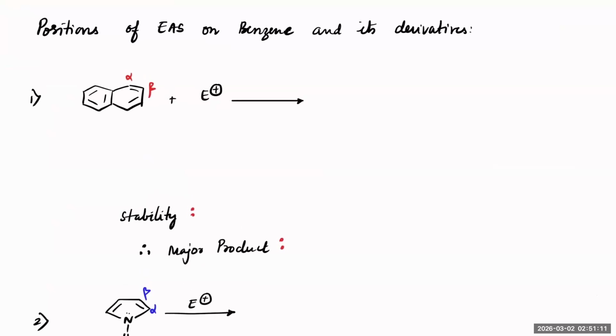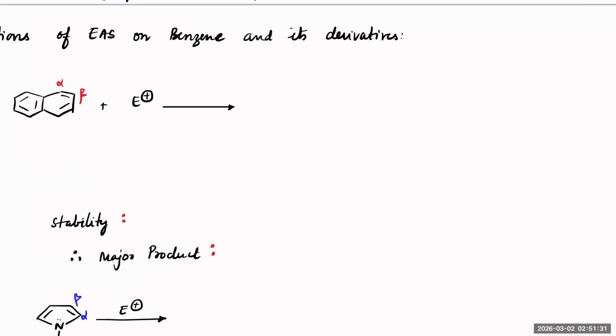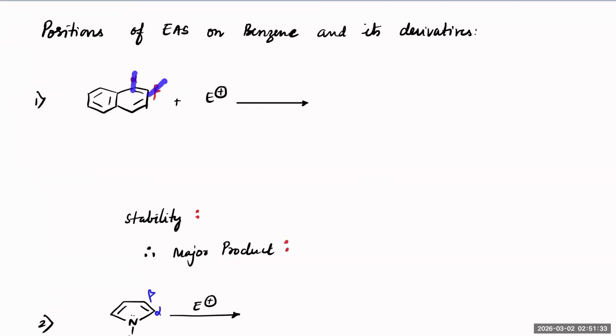Next, let's understand the position of electrophiles on benzene. I want all of you to do it along with me. The practice is very essential for this case. Suppose you have naphthalene and an electrophile is going around, then which positions can it go to? There are two distinct positions in naphthalene. One is the alpha position, the other one is the beta position.